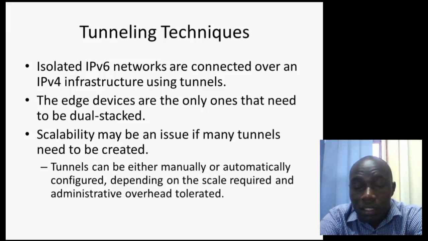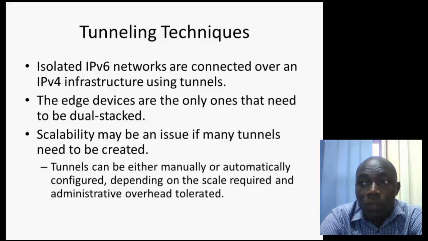The second technique is tunneling technique. In the tunneling technique, isolated IP version 6 networks are connected over an IP version 4 infrastructure using tunnels. Now, in this case, the edge devices are the only ones that are dual stacked. So the other nodes will not need to be dual stacked.